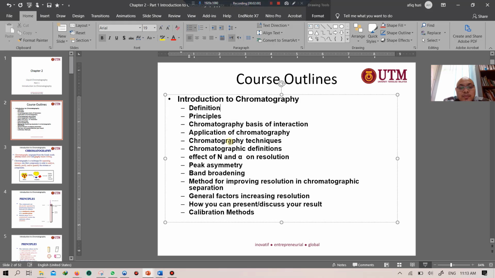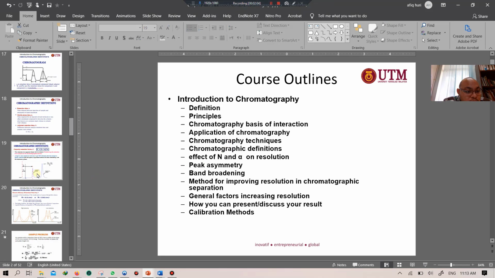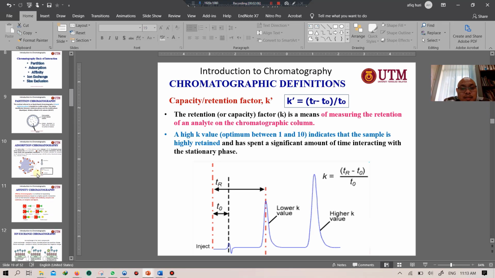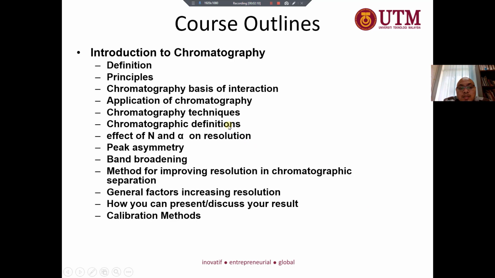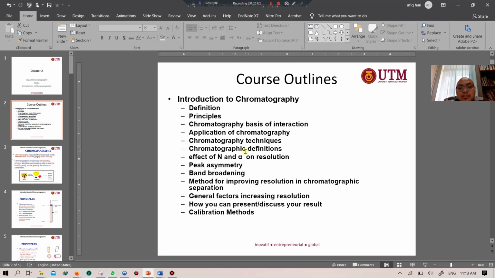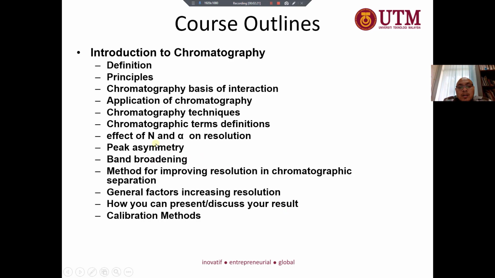What are the chromatographic definitions? Why is the chromatography definition over there? Am I wrong? Oh yeah, sorry. The definitions over there mean the specific terms.